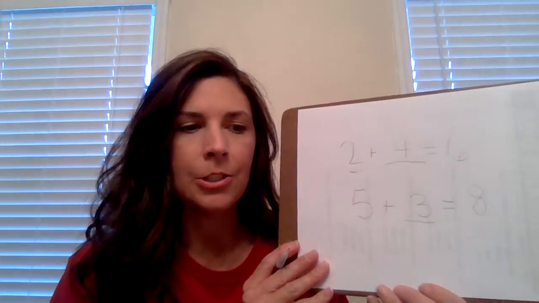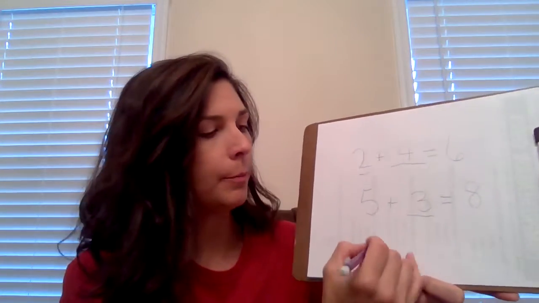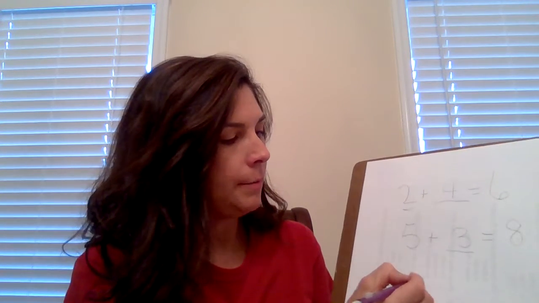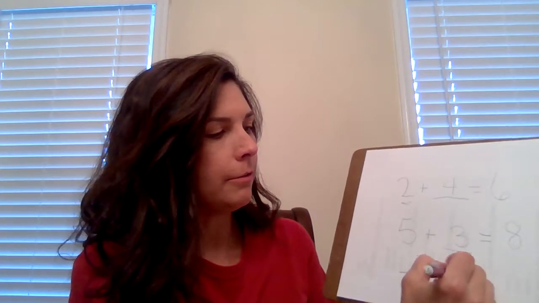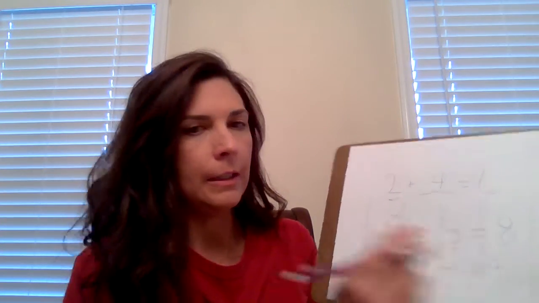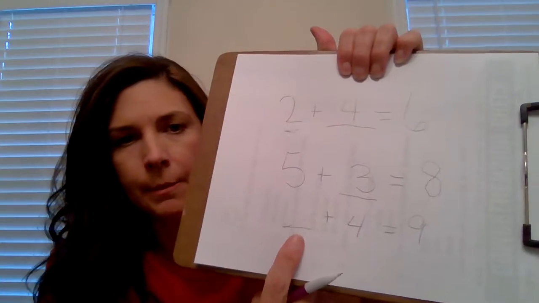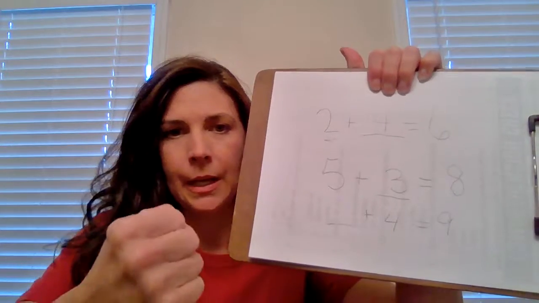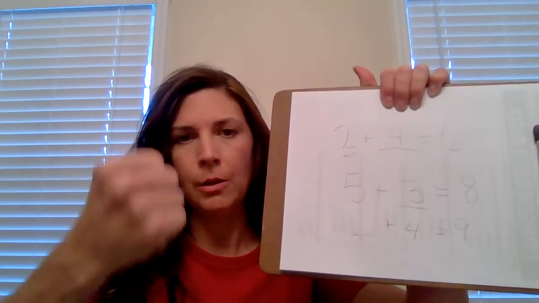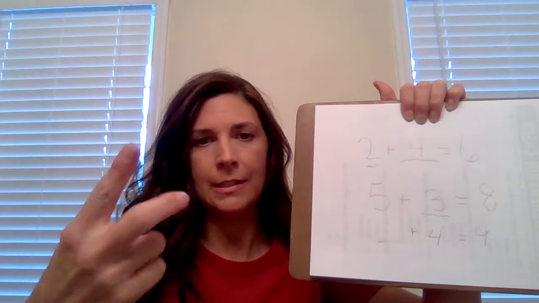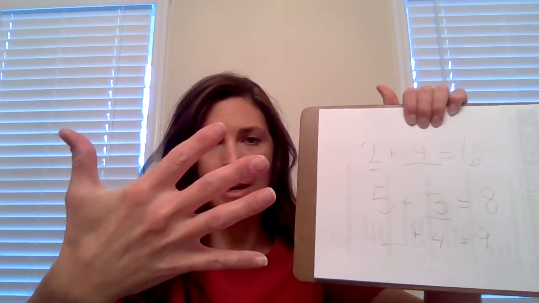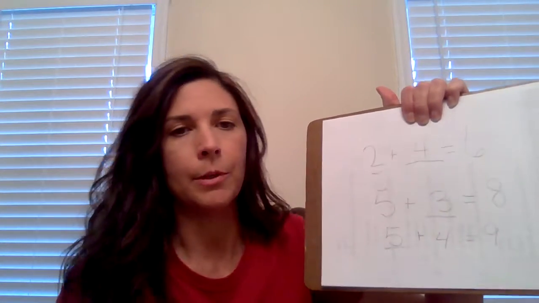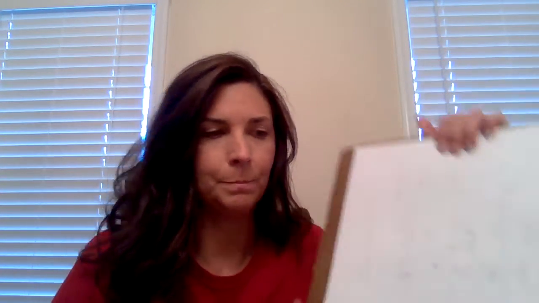You can apply this strategy also if the missing number is the first number. So something plus 4 equals 9. I begin with the 4 and I put on more until I get to 9. 4, 5, 6, 7, 8, 9. I put on 5 more, so 5 is the missing number, and 5 plus 4 is 9.